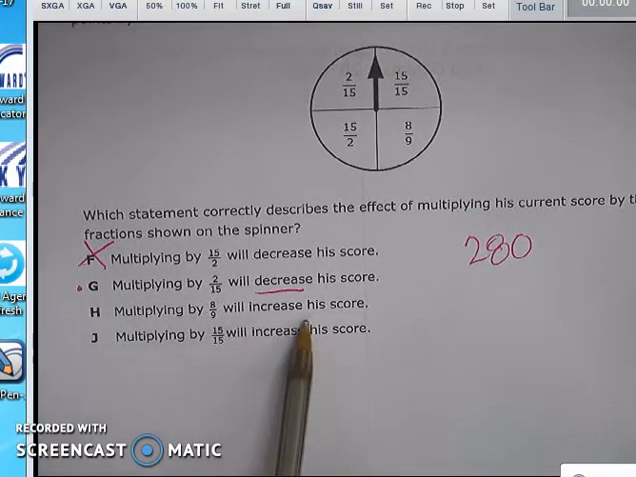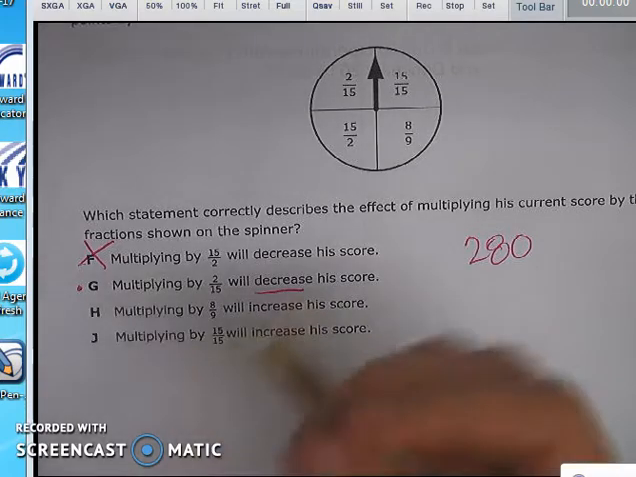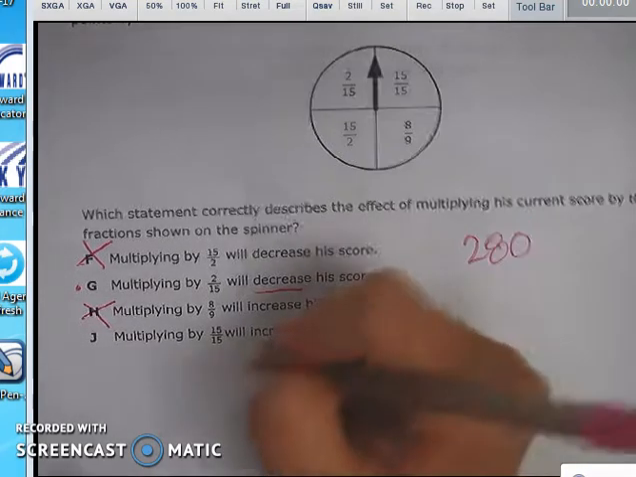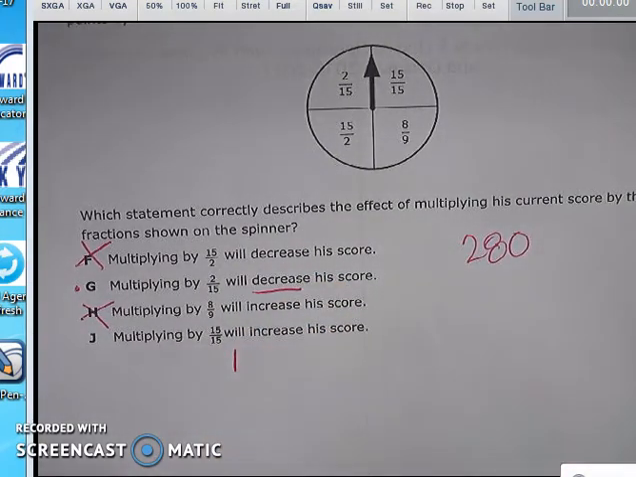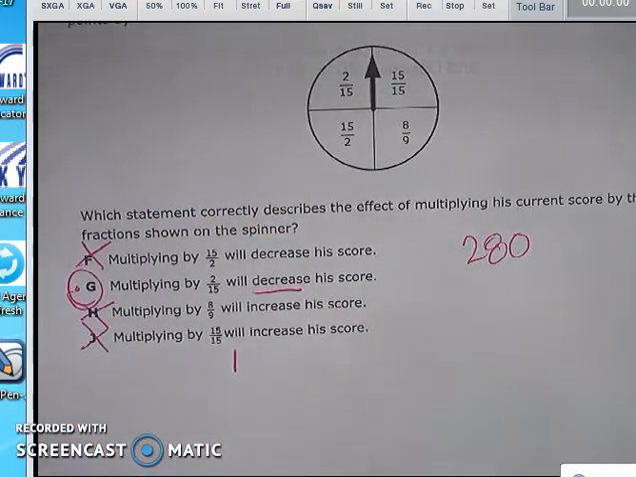Multiplying by 8/9 will increase his score. 8/9 is not more than 1, so they can't have an increase. Multiplying by 15/15 will increase his score. 15/15 is 1. Multiplying anything by 1 stays as it is. Zero reason for you to have missed that.